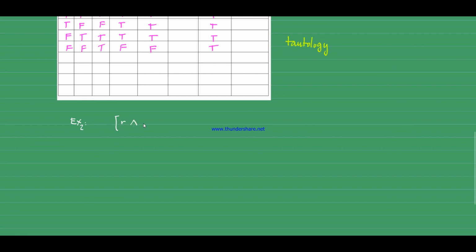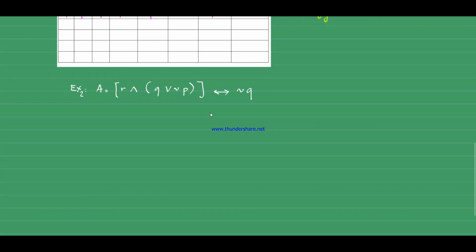This is Q or negate P, and everything over here is if and only if with negating Q. Okay, again I'm going to call this A, symbolic statement A.